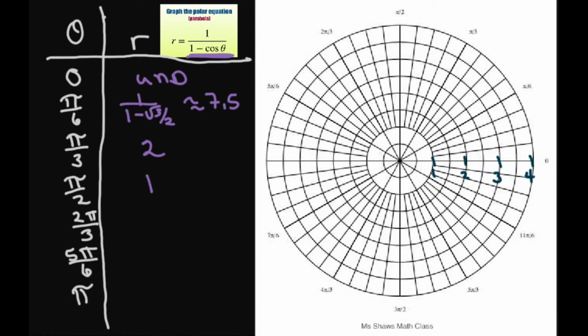At 2 pi divided by 3, we get 2/3. At 5 pi divided by 6, you get 1 divided by 1 plus square root of 3 divided by 2. Using a calculator, you get 0.5. And then for pi, we have 1/2.